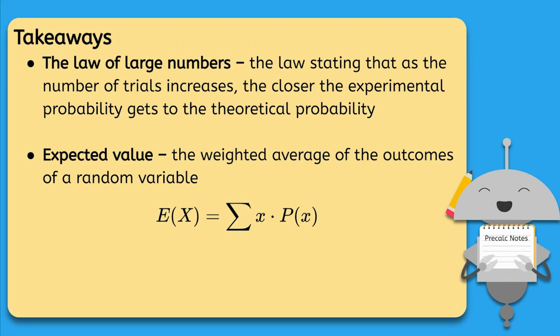Today, you learned 2 key probability concepts. The law of large numbers, which explains that as we increase the number of trials, our results get closer to the true probability. And expected value, which helps us understand the long-term outcomes of a random variable. These ideas are essential for making sense of data and uncertainty in real-world scenarios.